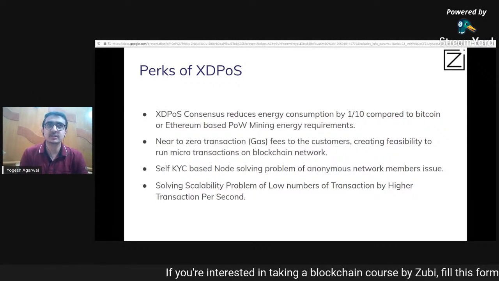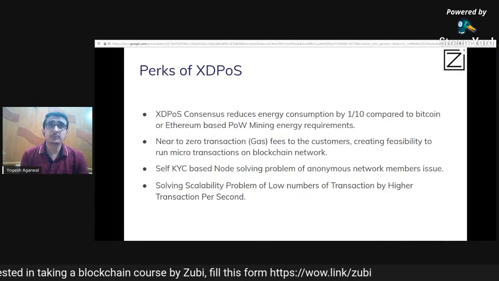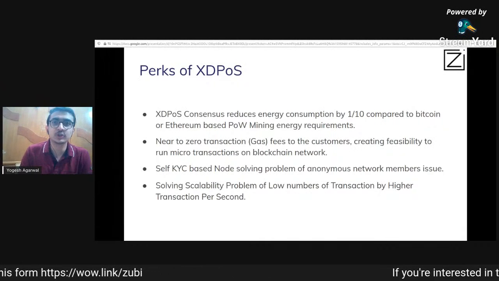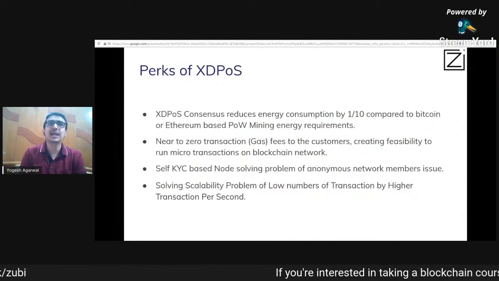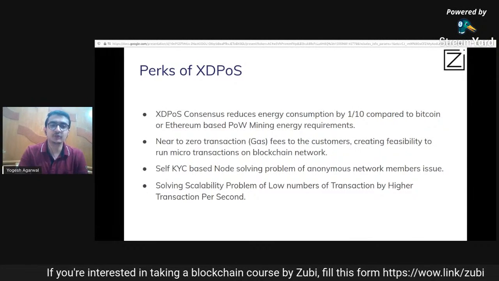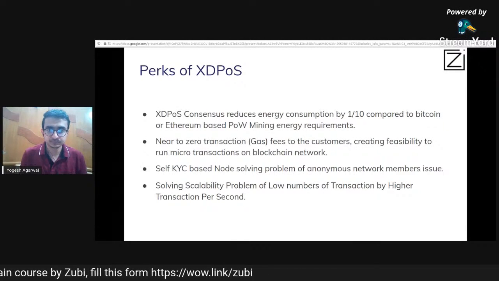If we talk about general proof of work systems, it will not be feasible to send that amount because you will have to pay huge amounts of transaction fee along with it. So generally large amounts of transactions are done through it. But in case of XDPoS, even these small transactions can be performed.